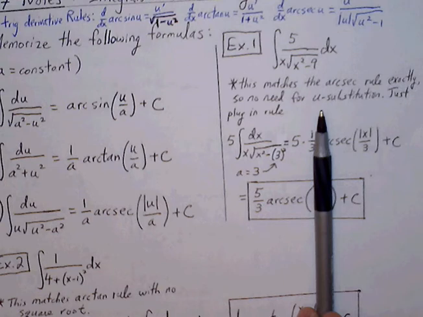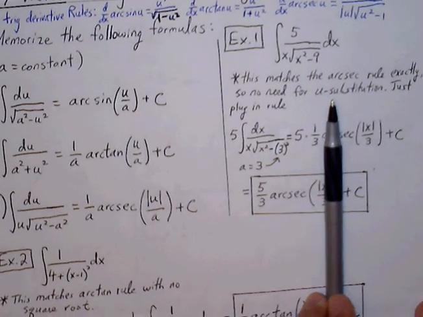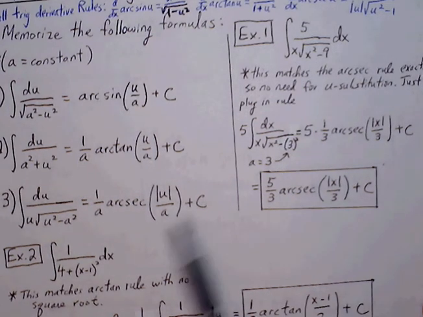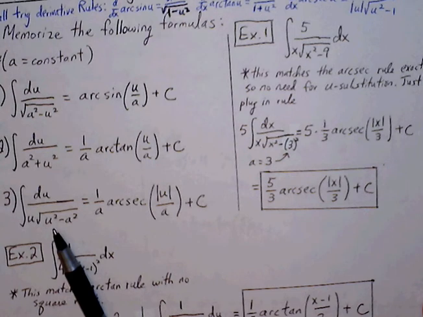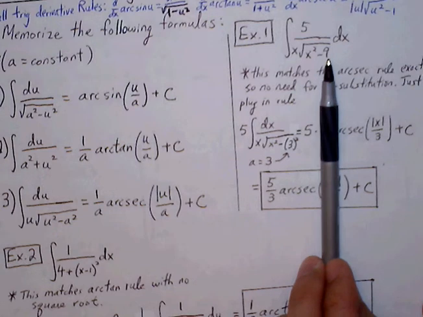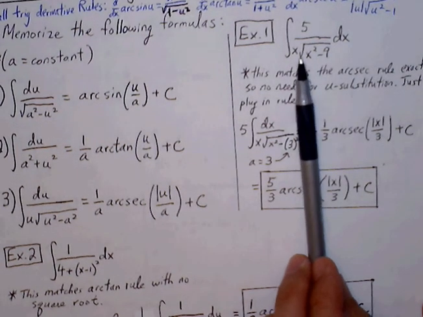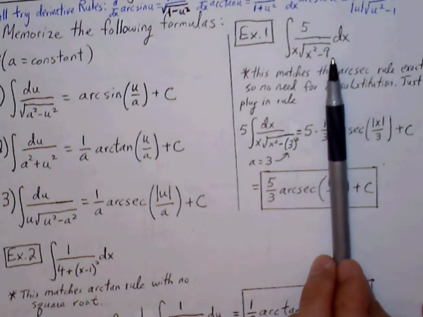So there's not going to be any need for u substitution. And we see the x represented by the u value here, the square root of u squared matches up with the x squared, and then the a squared is the 9. So we can still go through u substitution, but there's not going to be any coefficients that are going to come out of it.